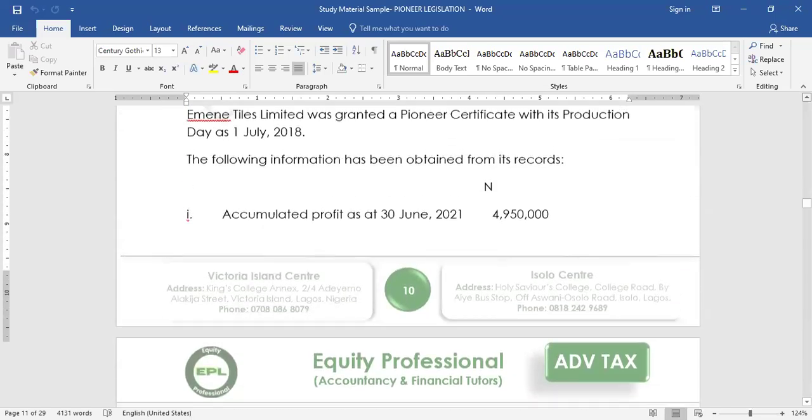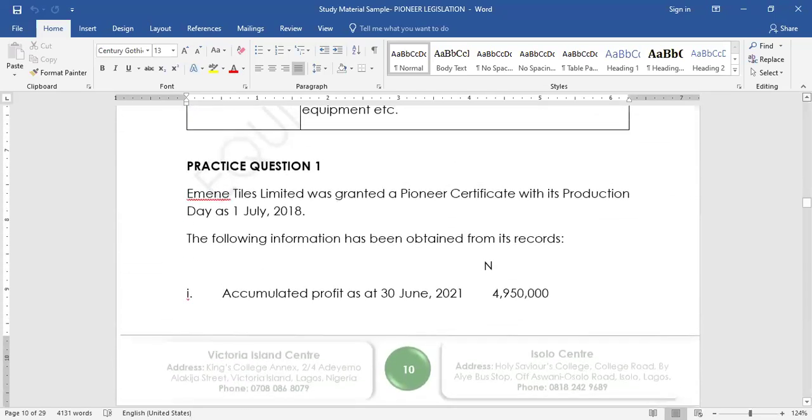The company was granted a pioneer certificate with a production day of 1st of July 2018. What will be the first year of the pioneer period? When is the first year going to start? 1st July 2018 to 30th June 2019, that is the first year. Second year, 1st July 2019 to 30th June 2020. Third year, 1st July 2020 to 30th June 2021.